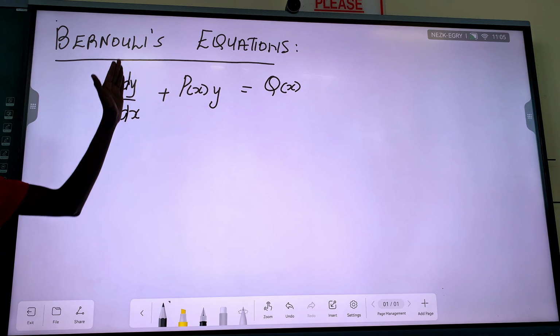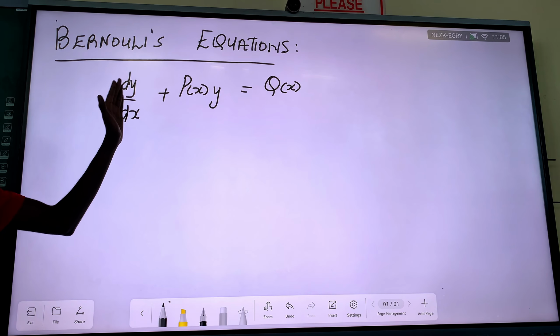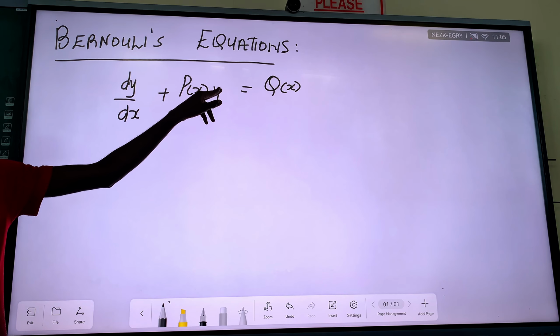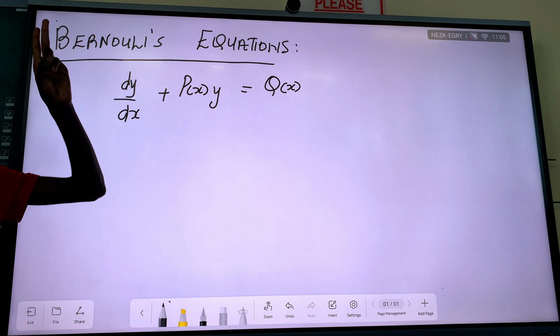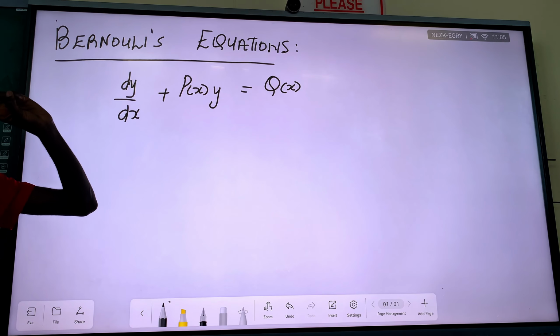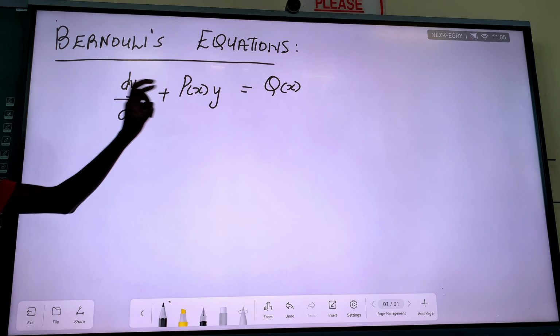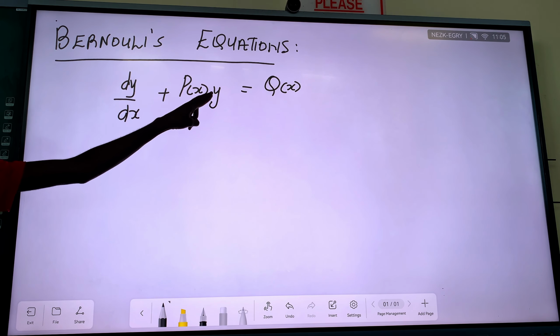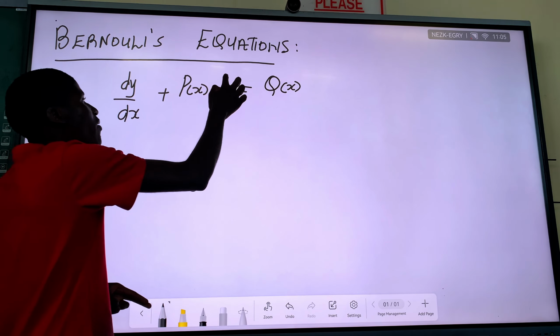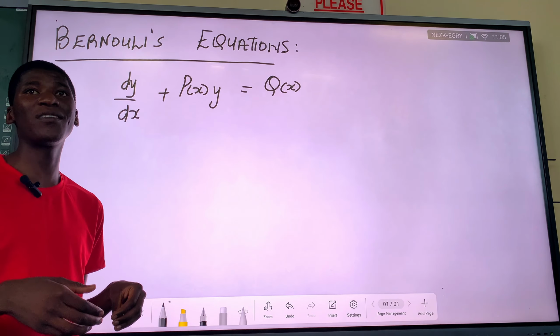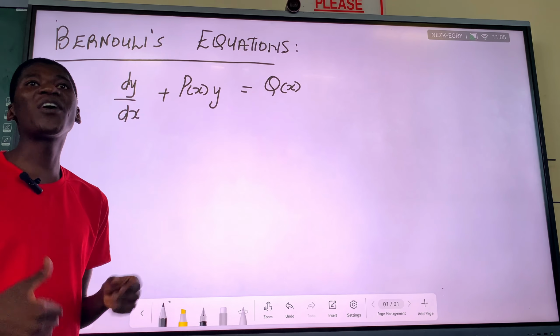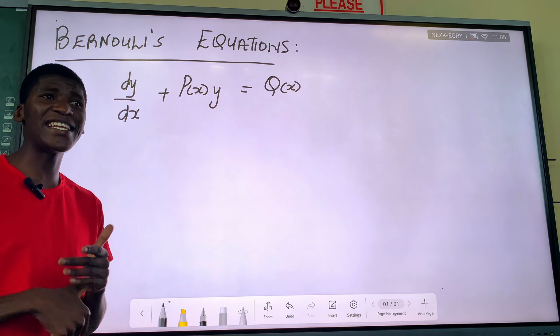It must be first order. The highest derivative is the first derivative. And then it must be linear. You see, y must only be raised to the power of 0 or to the power of 1. Now, you saw in the previous section, we saw problems whereby y was raised to the power of another number that was not 0 or 1. So that was not a linear equation.